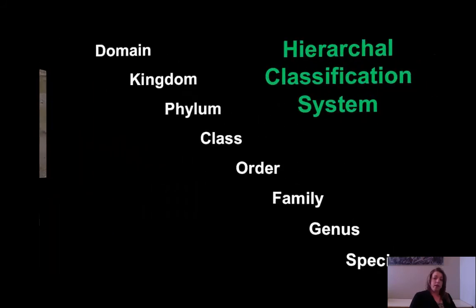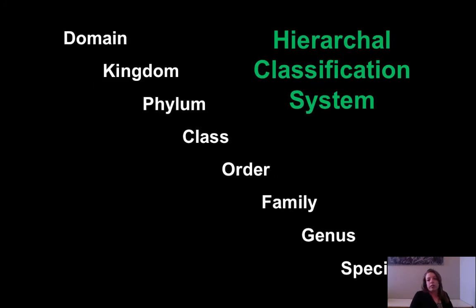All right. Now, when we look at our hierarchical system of classification, what we see is that there are 8 taxa that organisms are grouped into. You are responsible for knowing all 8 of these taxa in order from broadest, the domain level, to most specific, the species level of classification. How do we remember this? Well, you have domain, kingdom, phylum, class, order, family, genus, species.